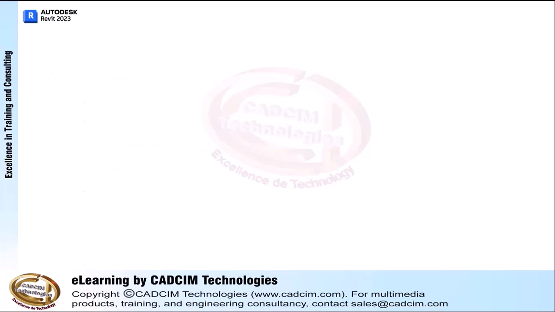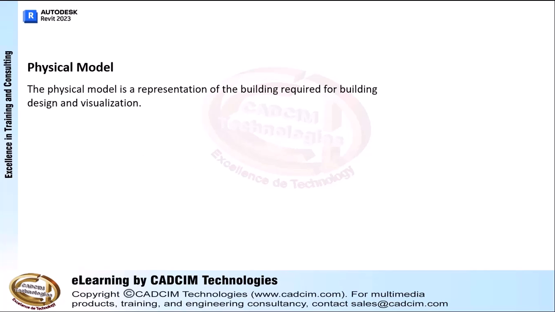Before we go to Revit, let's have a brief discussion about what a physical model is. When you create any model in Revit structures, a structural model specifically, like a beam or a column or a slab or a wall, which you can schedule, create a section, create a detail, and create construction documentation out of, that is the physical model. So the physical model is the representation of the building required for the design and visualization for that structure.